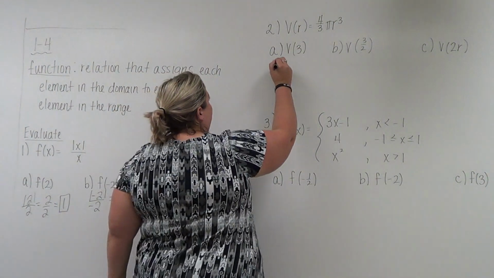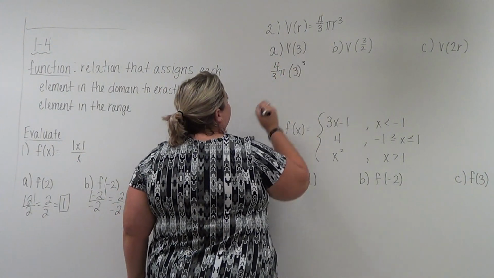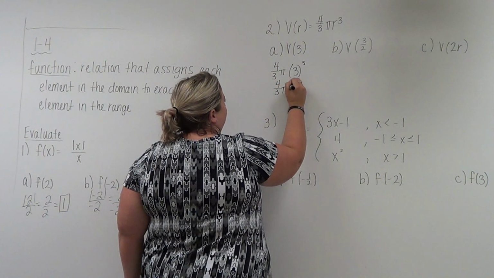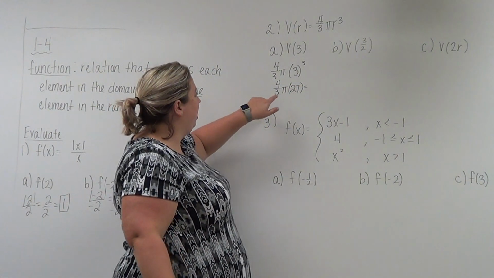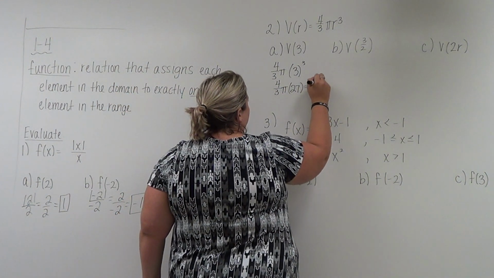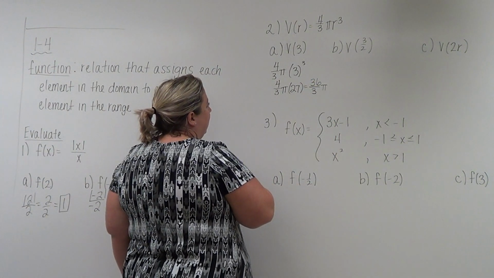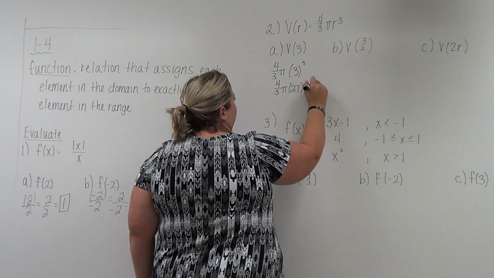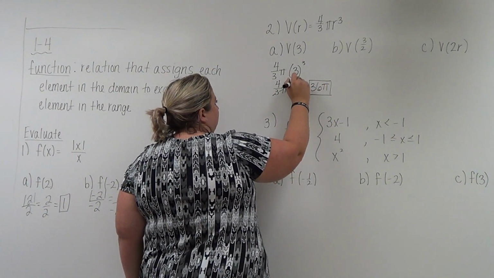So when I plug in 3, this would be 4/3 pi times 3 to the 3rd. So we would go ahead and simplify 3 to the 3rd, which is 27. And then you're going to multiply. Now when you multiply, the pi is still going to stay as pi. So when I simplify it, the 3 goes into 27 9 times. This would just be 36 pi.